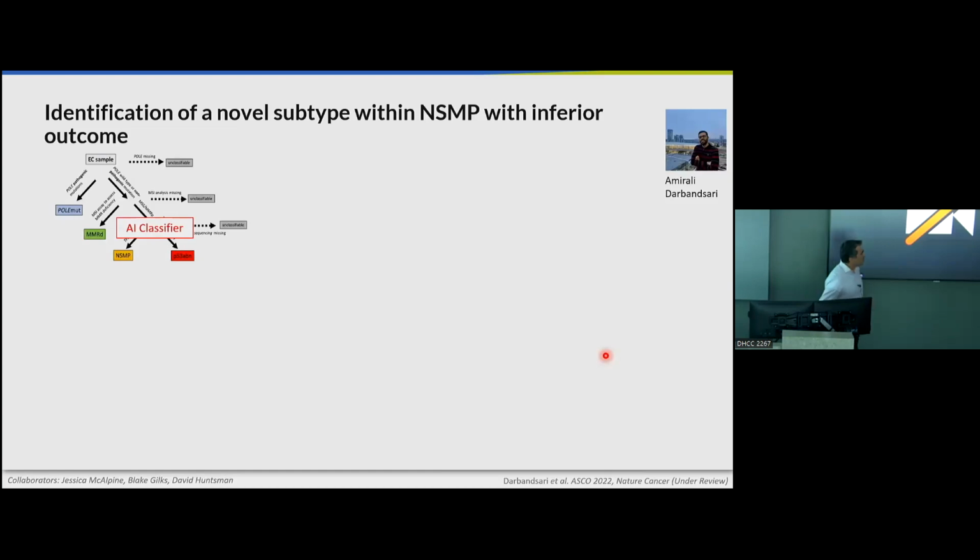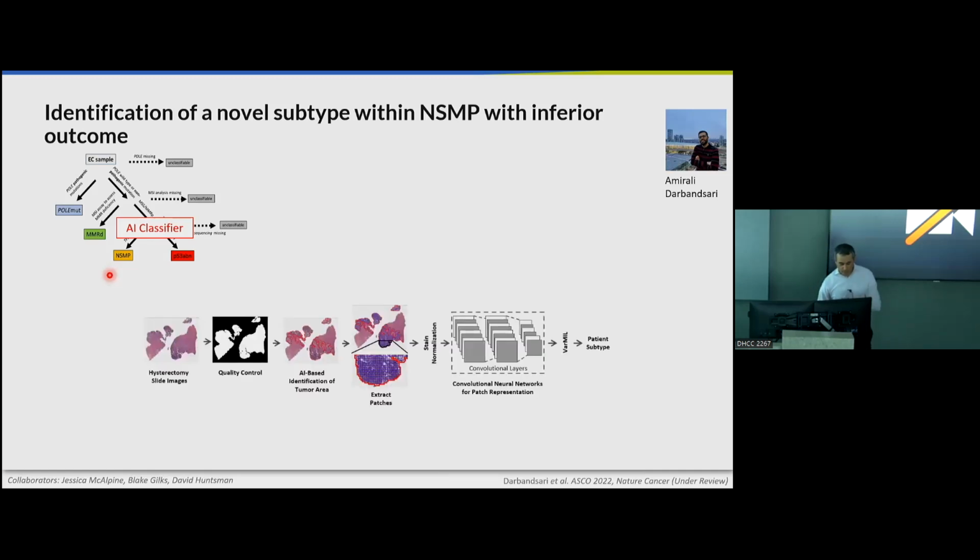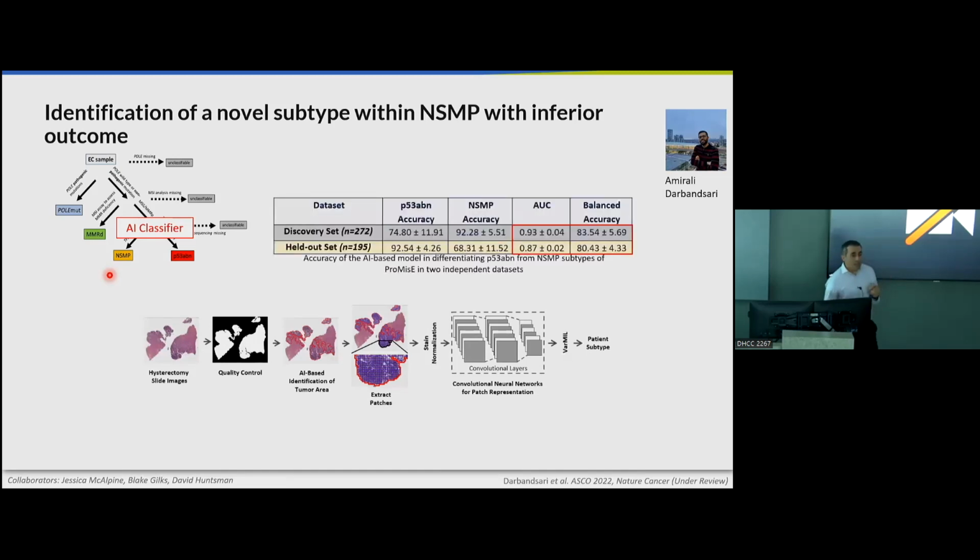We built an AI classifier that sits over here and tries to differentiate between the NSMP cases and p53 abnormal cases. I'm going to skip the design of the model, but we had two data sets, one from Vancouver and the other from Germany, and also the TCGA cohort. The accuracy of the model, just focusing on this last column, was 83% in our discovery set and 80% in our validation or held out set. You would think, okay, 80% is not bad, but it's not 95%. But the purpose wasn't to get to 95% or 100% accuracy.